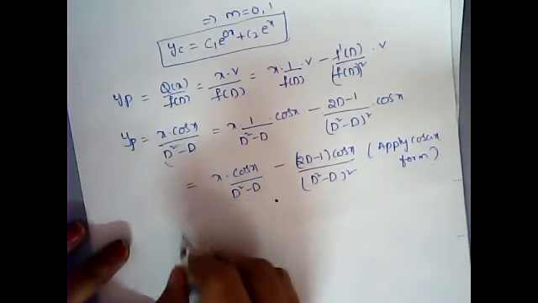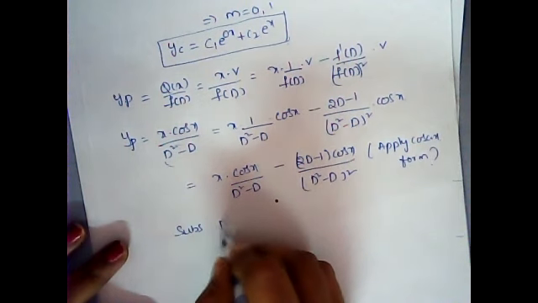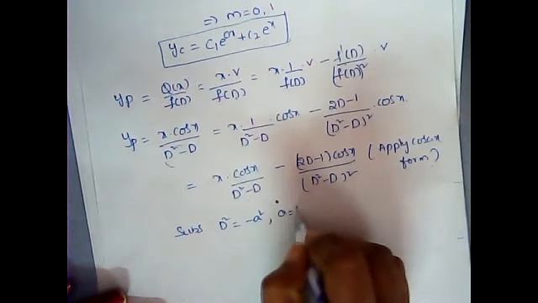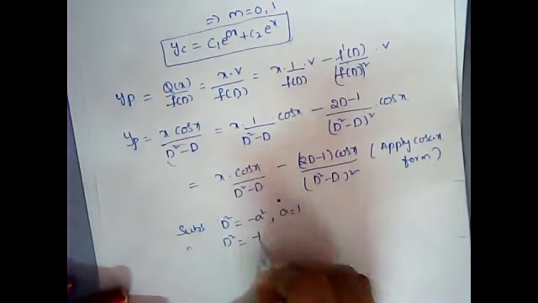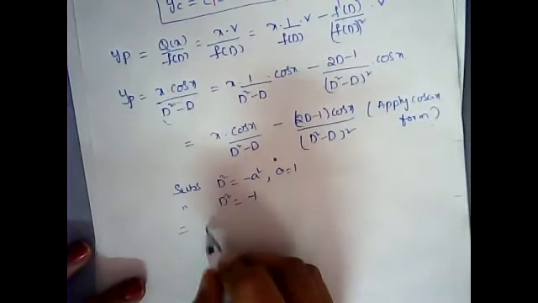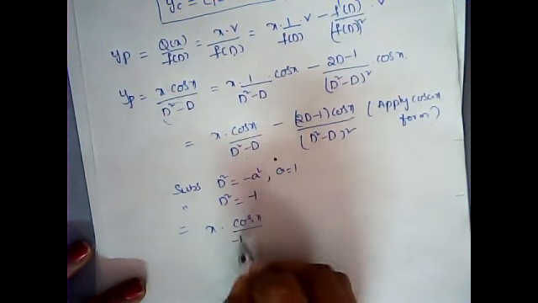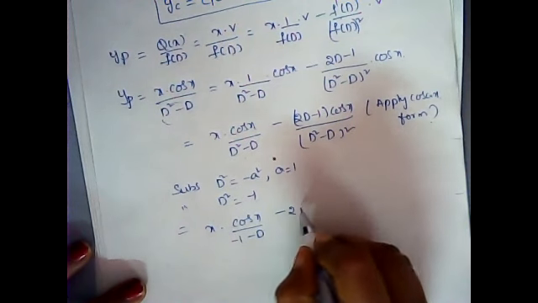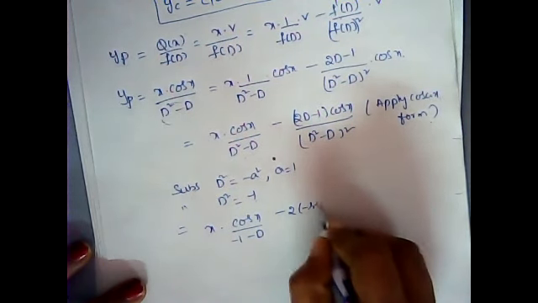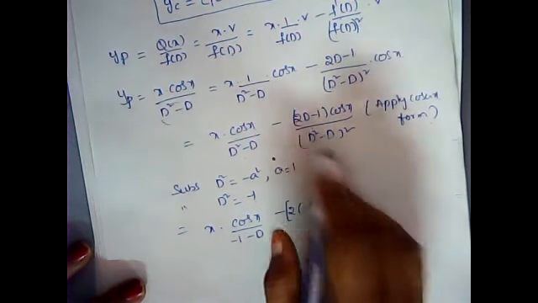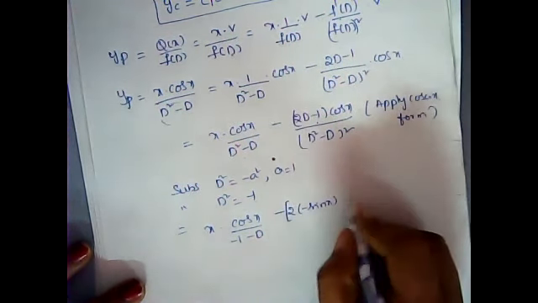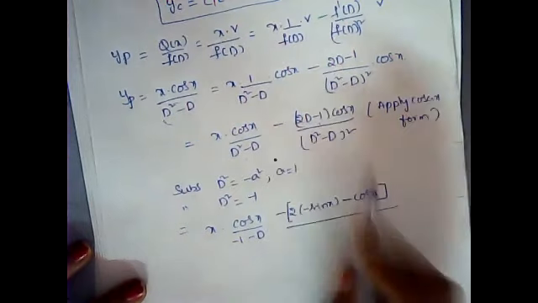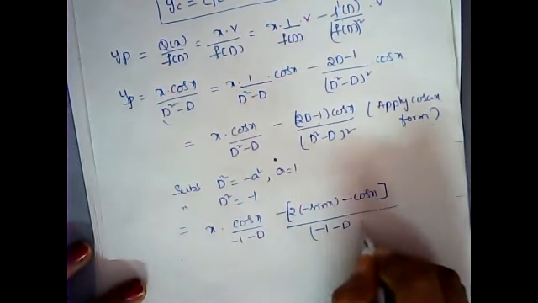Okay, so what we need to do here, we need to substitute D square is equal to minus a square. What is the a in the cos here? 1. So a is equal to 1 means we need to substitute D square is equal to minus 1. So substituting that, which is x into cos x by minus 1 minus D minus 2 into derivative of cos x. So 2 into derivative of cos x is minus sin x. Okay, so here I'm separating the terms. So minus 1 into cos x is minus cos x, whole by, here also D square means minus 1 minus D whole square.